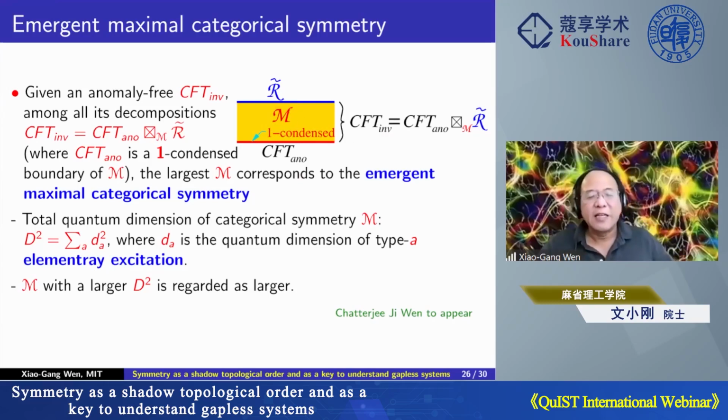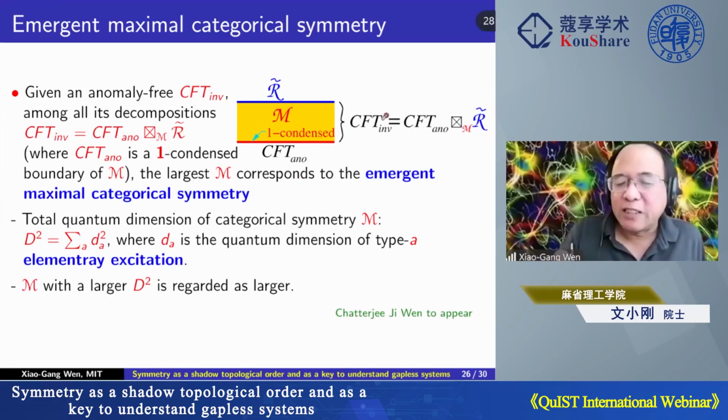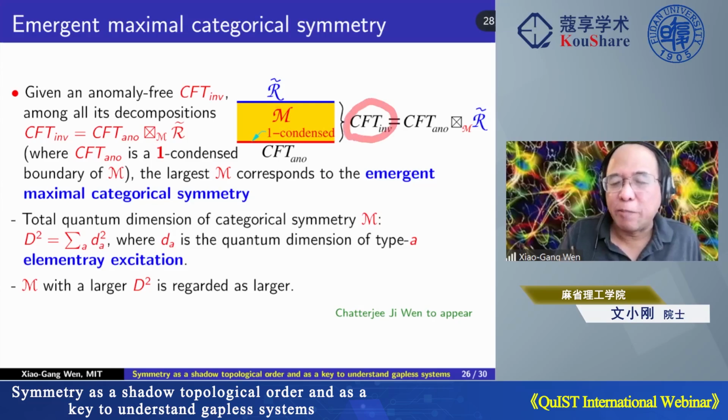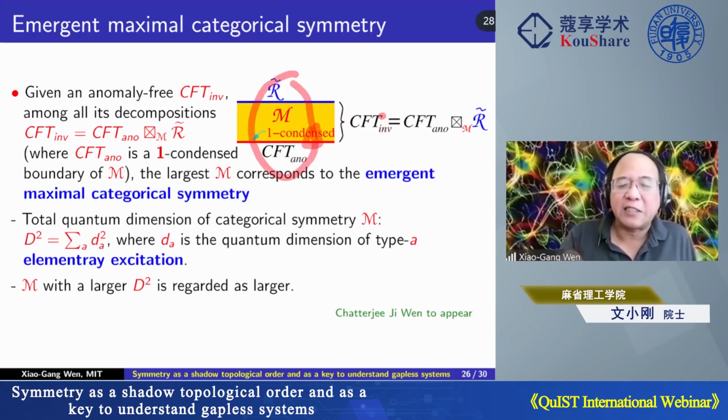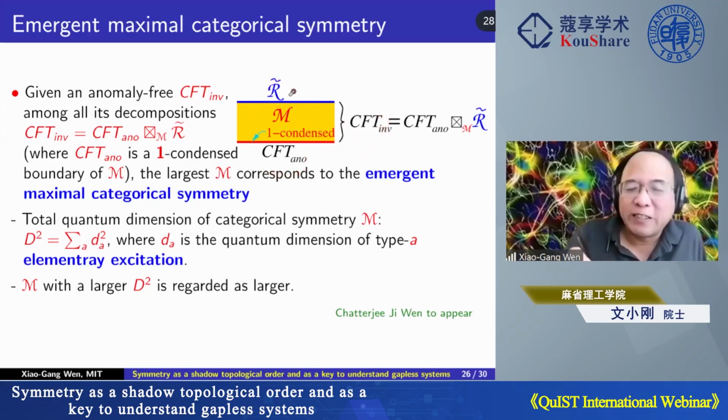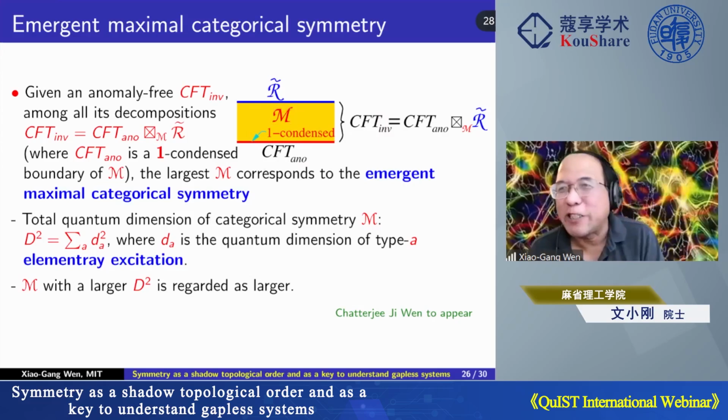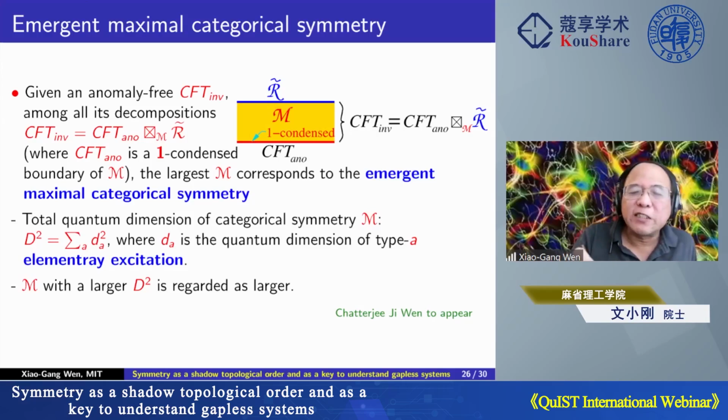Usually a given anomaly-free CFT may admit many different decompositions like that. Then we just pick the decomposition where M is a maximum, where the topological order is a maximum, and that is the maximum categorical symmetry. So this holographic picture of the CFT is very helpful to define the maximum categorical symmetry. How to define the maximum topological order, I don't know actually.